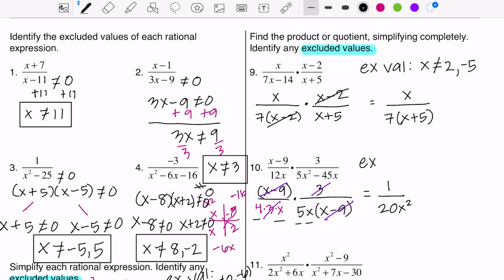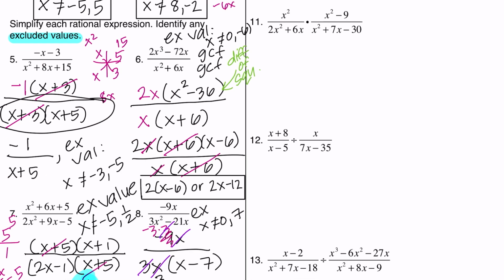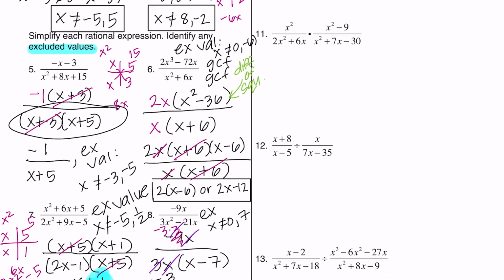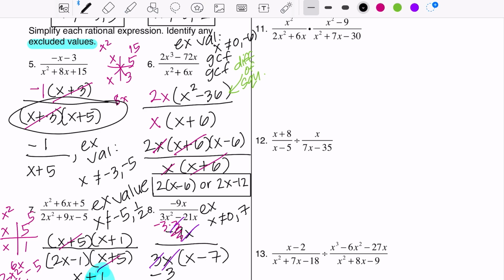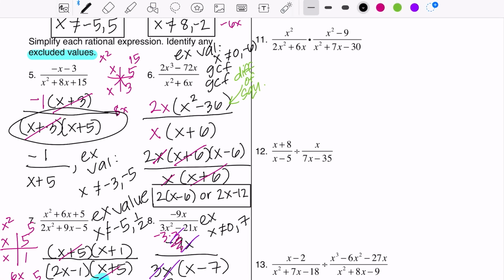Excluded values: x cannot equal 0 or 9. Still multiplying. It says find the product. That just means multiply. So just keep on t-charting, GCFing, all of that.